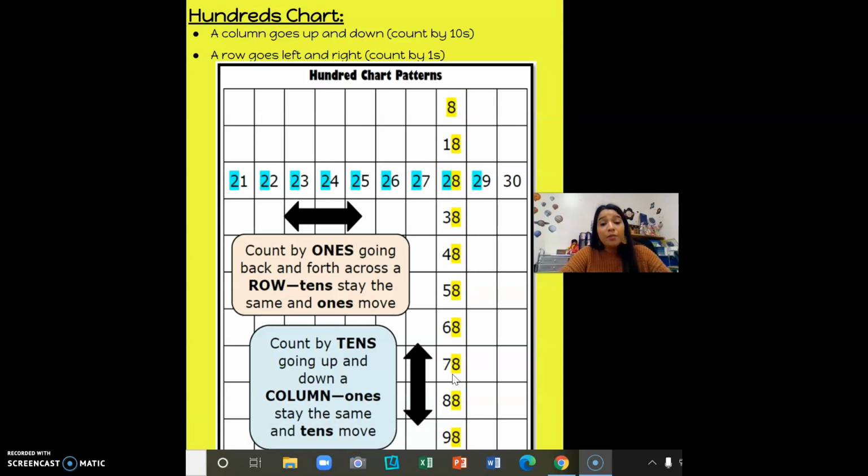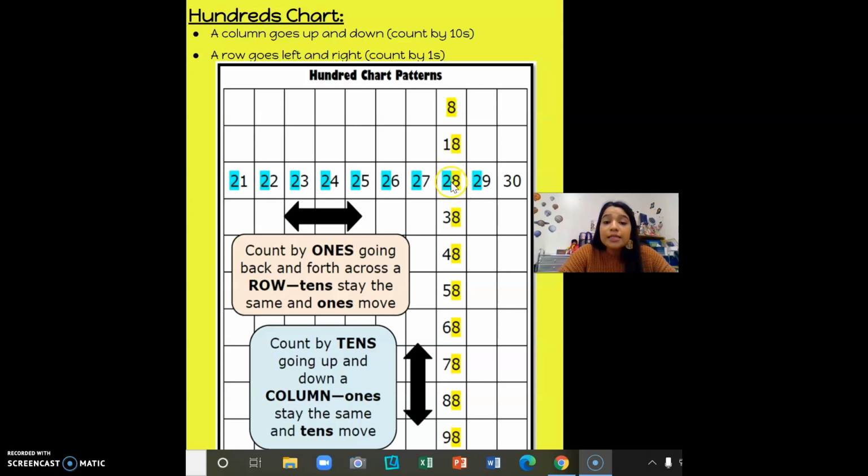Okay, so when we have a column, we count by tens, and the ones place stays the same. The tens place moves. So the important part is that the ones place stays the same when we are counting up and down in a column. Okay, so let's look at number 18. So 18, if we want 10 more, we're going to go down and we see 28. So we added 10 and we can see that the tens place changed. Now we have 2 tens, but we still have 8 ones. The ones place didn't change.